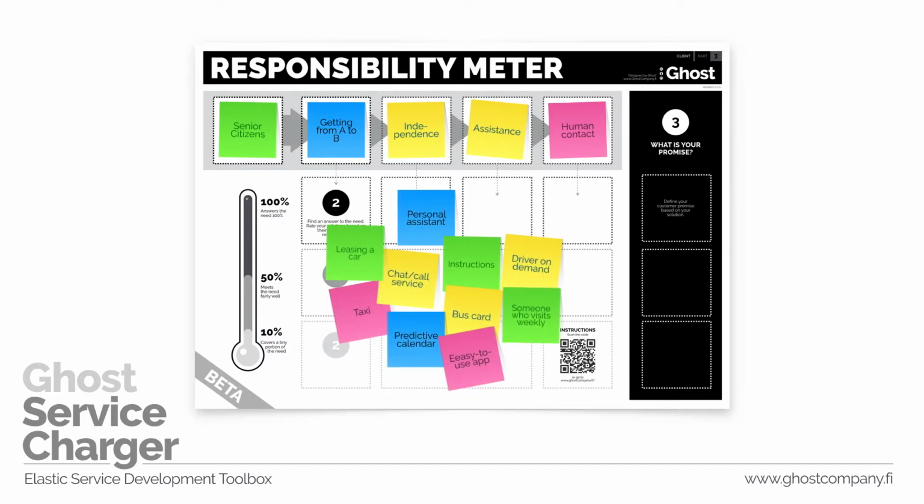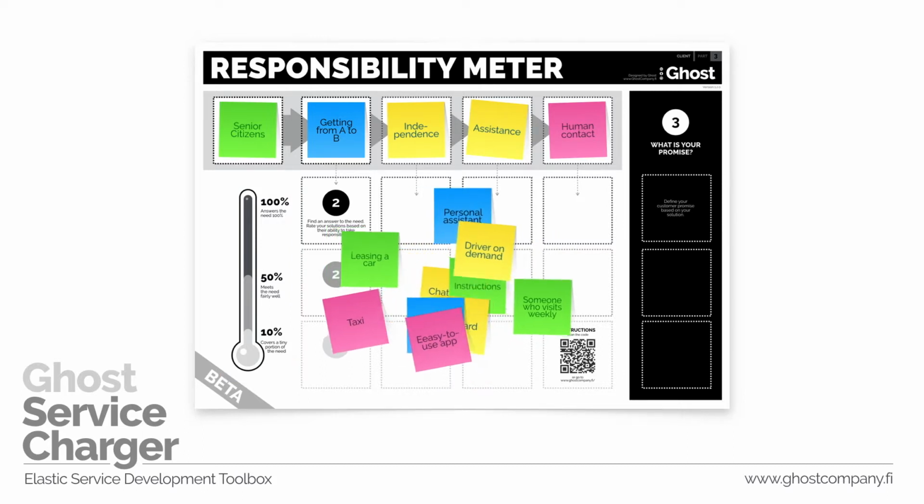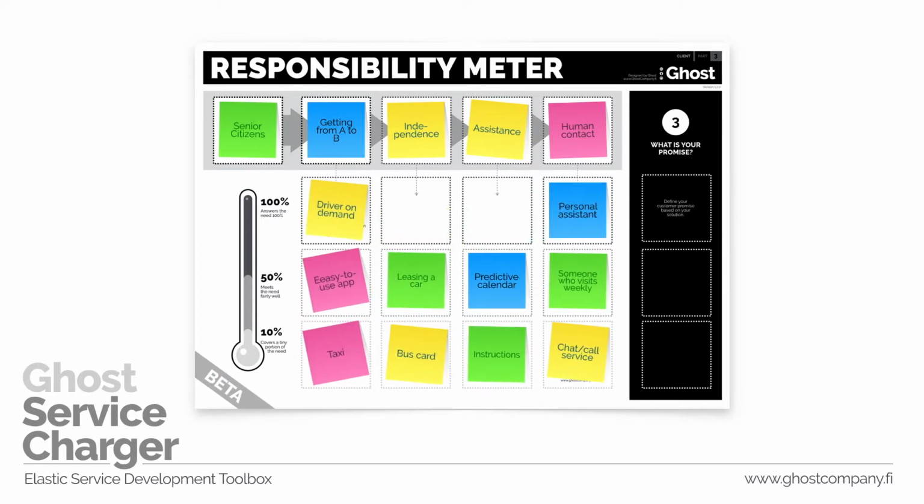After you have done that, you can start rating them based on how much responsibility they are taking of the problem. For example, a simple taxi. It's not really answering the full need of the senior citizen, but maybe a personal driver on demand would meet those needs 100%. So try to rate the service elements that you have created based on how much responsibility they are taking of the problem.